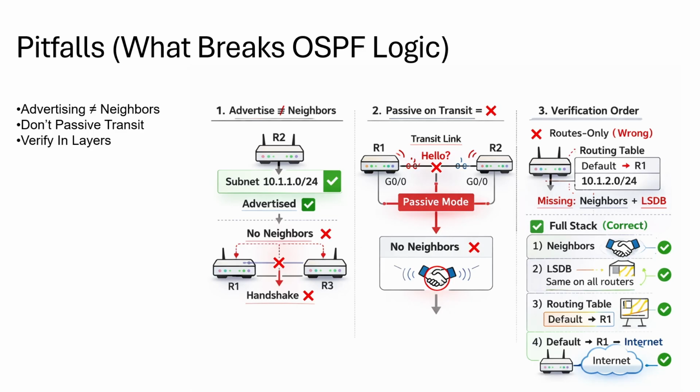3. Expecting a default route to appear without injecting it. OSPF doesn't magically create a default. If you want it, the edge router must have it and inject it. 4. Verifying only routes and ignoring neighbors and LSDB. Use the layered approach: neighbors to LSDB to routes to default. 5. Thinking OSPF enabled means every interface participates. No. Your job is to deliberately choose participation.